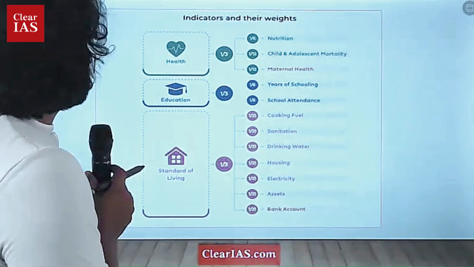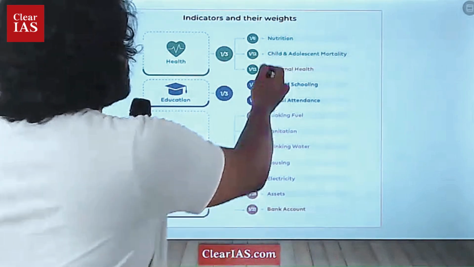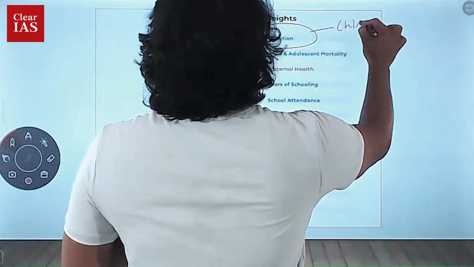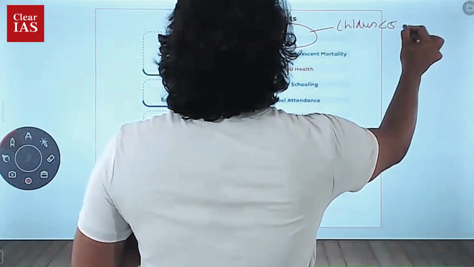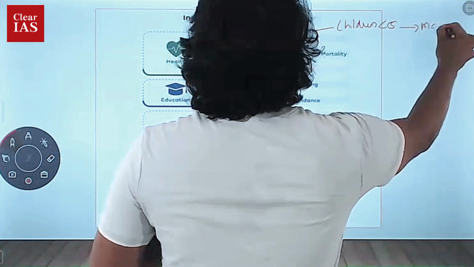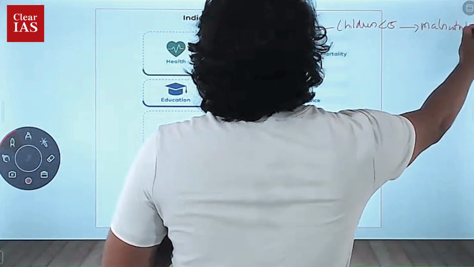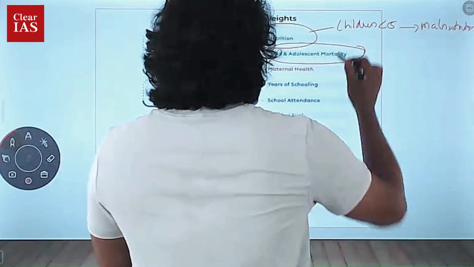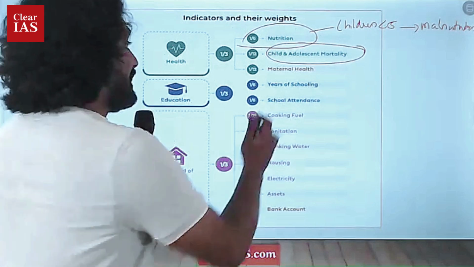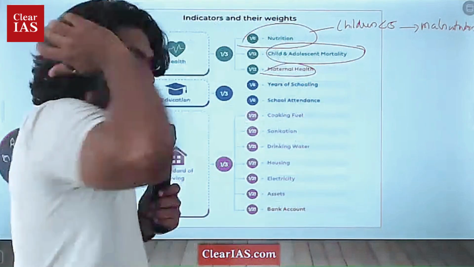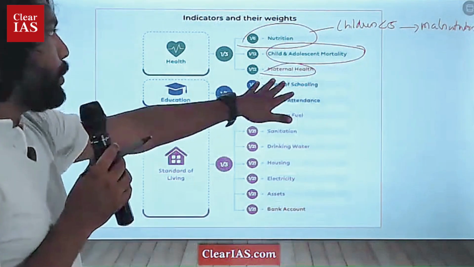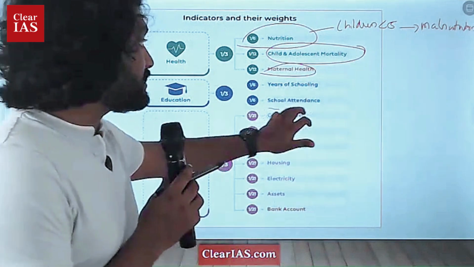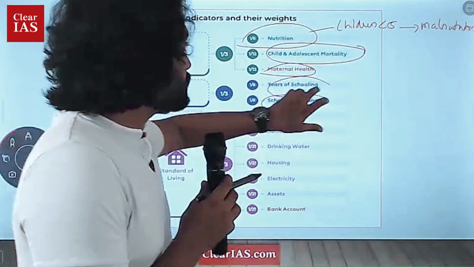So these are the parameters. Again, nutrition: children below 5 with malnutrition. This is a measure. Child and adolescent mortality, very, very important measure. Maternal health. In the global MDPI by UNDP as well, maternal health was measured. Years of schooling, school attendance, dropouts, this is being measured.